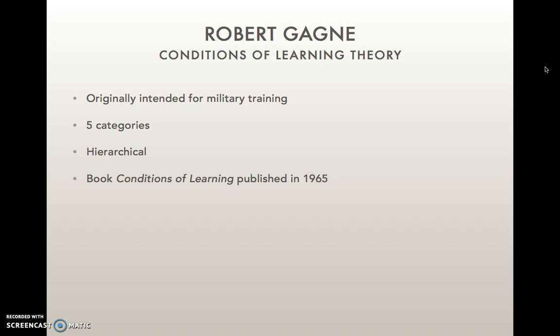In 1965, Gagne published his book, Conditions of Learning, and in it, his theory was expanded to instructional design for adult learners. In this slide, we're going to go through what Gagne called the 9 instructional events, and we will discuss them in terms of how a teacher librarian could apply them in a lesson.